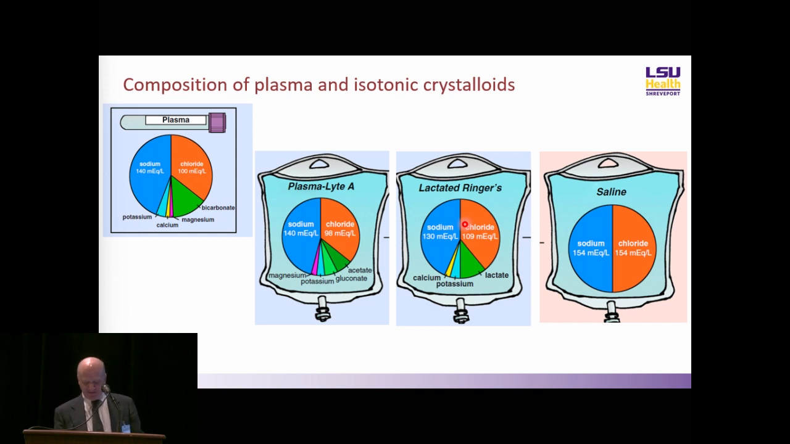Then we move to saline, 154 sodium, 154 of chloride. So the osmolarity of these three are very similar, but the fact that there are no other electrolytes in saline means you have to have a higher chloride and a higher sodium to achieve the same osmolarity. And this is where the problem is. If you're into strong ion difference, this is a strong ion difference of 0, which induces an acidosis in patients.